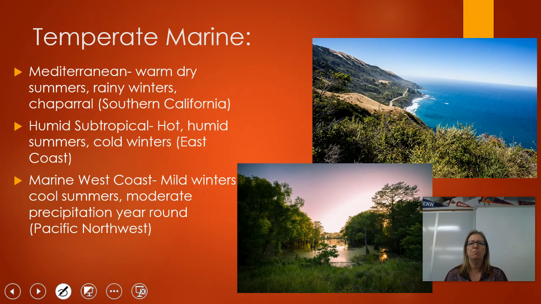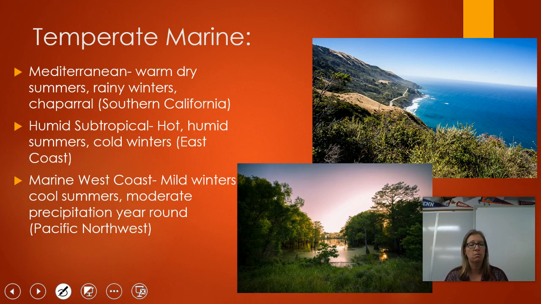Now let's break down the temperate marine area, which is what we live in, okay? You've got Mediterranean, you've got humid subtropical, and then you've got the marine west coast. Now you'd think that marine west coast would be us, but that's actually talking about the up north more. The Pacific Northwest, like Washington, Oregon area would be part of that marine west coast, okay? They get very mild winters, very cool summers, and quite a bit of precipitation year round, very wet, okay?